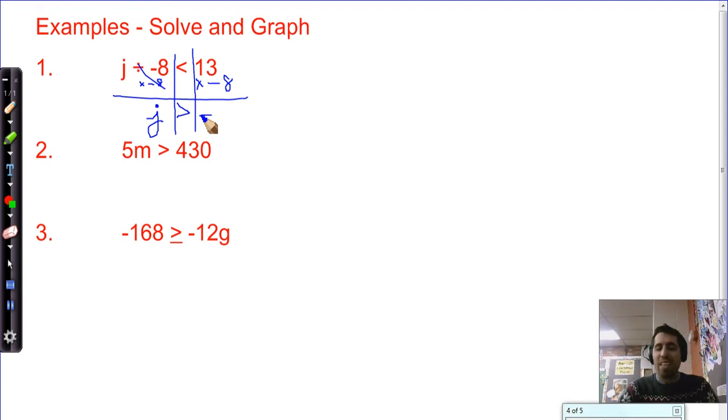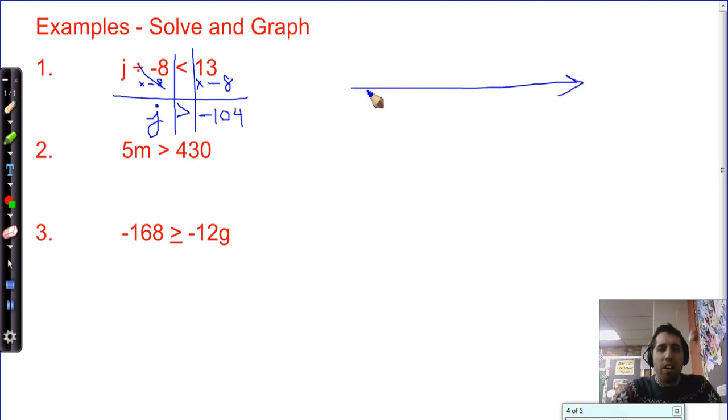And we don't just have 12 groups of 8, we have 13 groups of 8. So 96 and 8 more would be negative 104. So there we go. J is greater than negative 104.